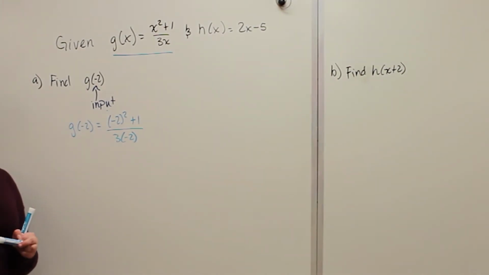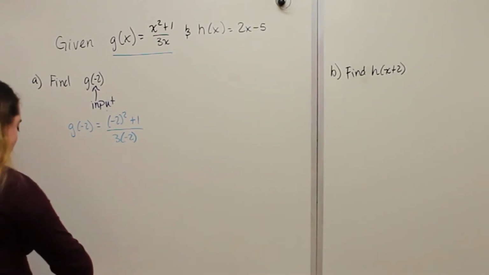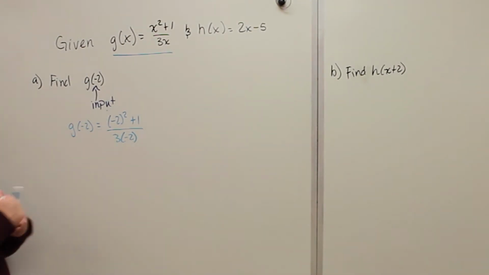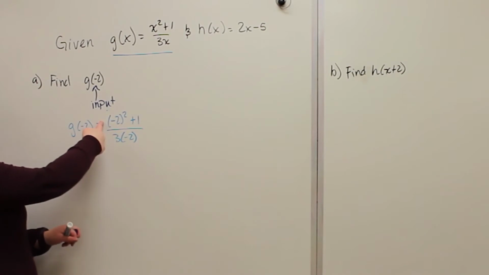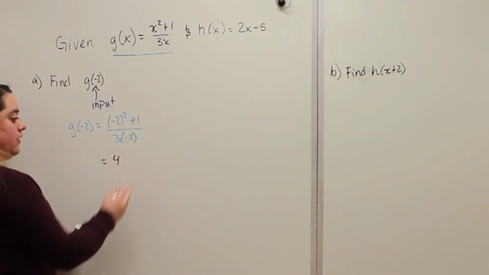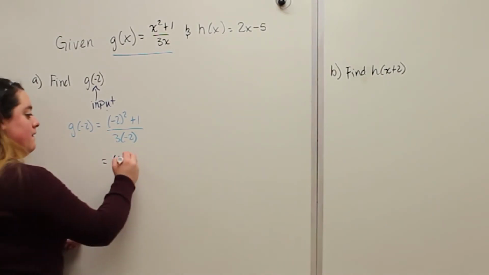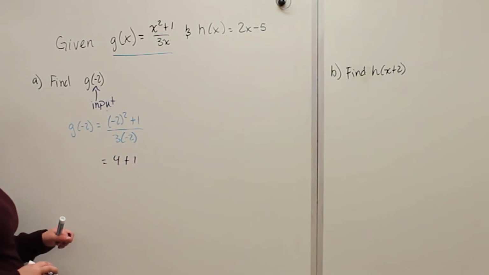Okay, we've covered the first part. We now need to simplify so that we can get our output. So let's start with the numerator. -2 times a -2. That is 4. It's positive because a negative times a negative gives me a positive. And we got a plus 1.